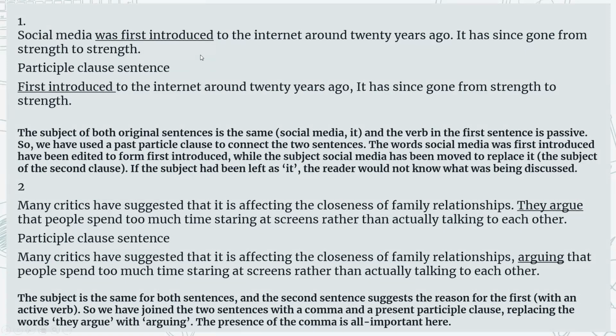Okay, here I have two sentences, and then we use participle clauses in these sentences. The first one says, social media was first introduced to the internet around 20 years ago. This is the first. Then the second sentence, it has since gone from strength to strength. We could make some changes to these two sentences to form one sentence using a participle clause. Here it says first introduced to the internet around 20 years ago. It has since gone from strength to strength.